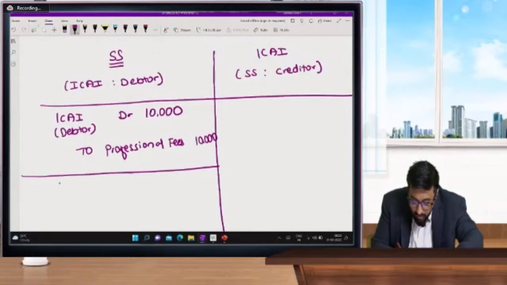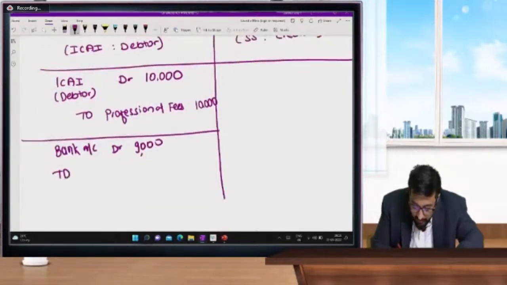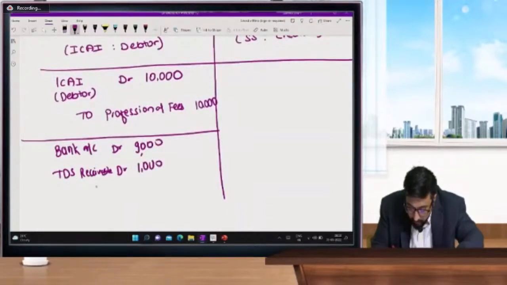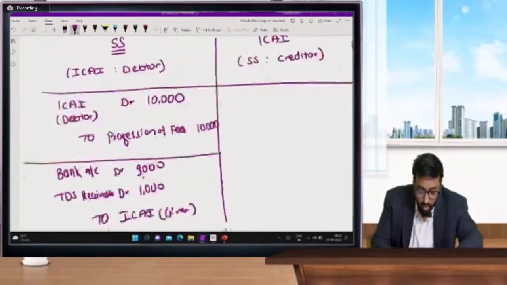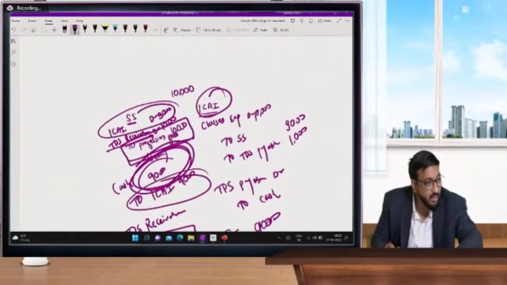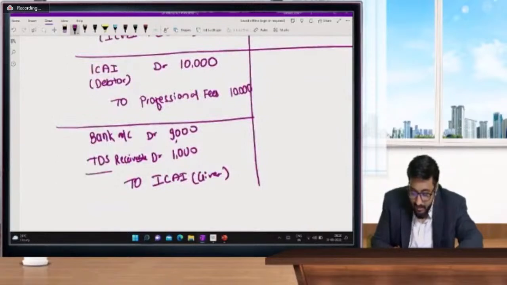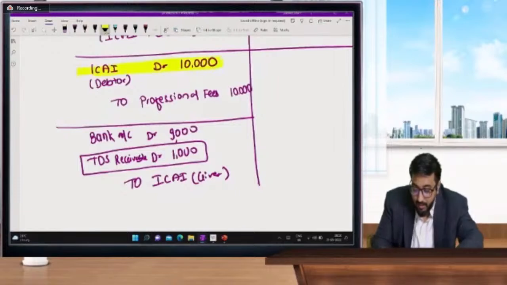When I will receive the amount from ICI, I am getting only 9,000 rupees. So TDS receivable account debit 1,000 and ICI balance is cancelled because debtor becomes giver. Or you can pass like this as also. ICI 9,000 से cancel होगा and TDS receivable will be 1,000. Here also my balance in TDS is 1,000, but here I cancelled ICI by 10,000.